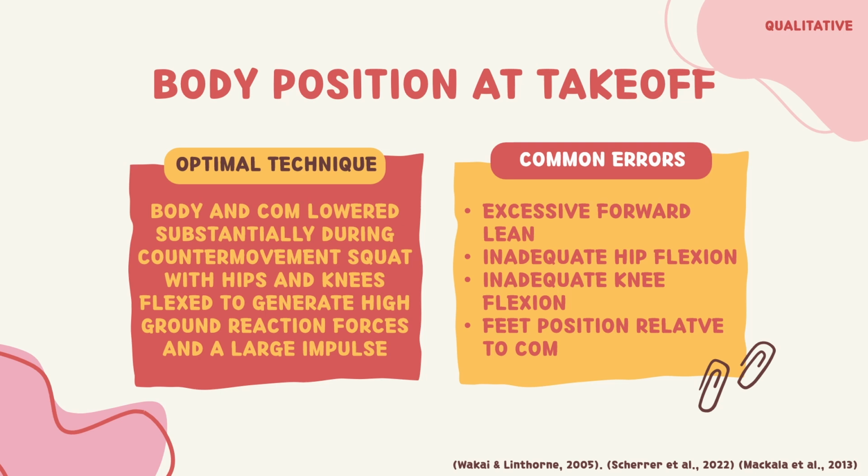Some common errors you may see that will negatively impact the horizontal distance at the end of the jump is an excessive forward lean through the trunk. This may shift the center of mass ahead of the feet, which could reduce both the vertical and horizontal ground reaction components. Also inadequate hip flexion and knee flexion, which just means you won't be creating that same amount of ground reaction force and won't be able to go as far.